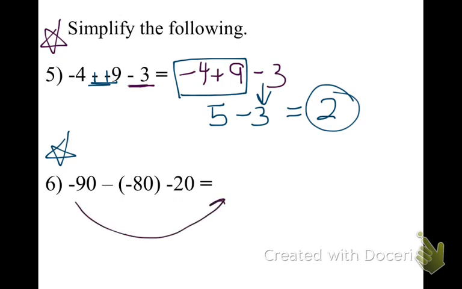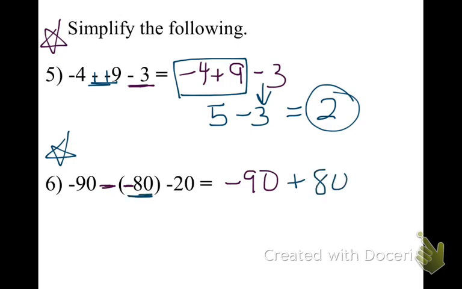So my negative 90 comes on down first. So I have my negative 90. Now, I have a negative and a negative. I'm subtracting, so that means I'm going to be adding its opposite. What's the opposite of negative 80? A positive 80. And then my negative 20 is just going to tag along as well. So I have my negative 20. Now remember, another way you can recognize is when there's 2 negatives, they're an even number. Since they're an even number, I can make them positive.